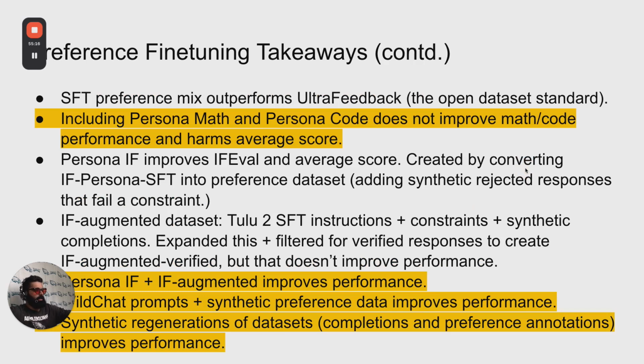Including Persona Math and Persona Code does not improve math and code performance and harms the average score. Persona IF, which is their preferenceified IF Persona SFT dataset, plus IF augmented improves performance. Wild chat prompts with synthetic preference data improves performance. And synthetic regeneration of datasets, where you have synthetic completions and preference annotations, improves performance.